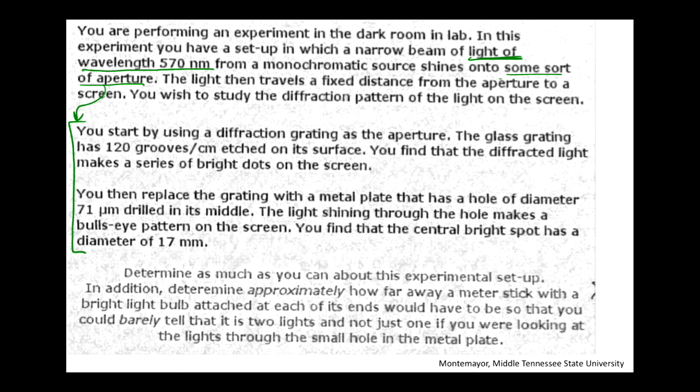And we're going to keep the experiment fixed. But I'm going to start, it says, by using a diffraction grating as the aperture. So we're going to put that in this place and see the pattern on the screen and take some measurements. And then we're going to replace it with a circular aperture. It says a metal plate that has a hole of given diameter drilled in the middle, okay? So the experimental setup is all the same. The only thing that we're changing out is a diffraction grating for a circular aperture, okay?